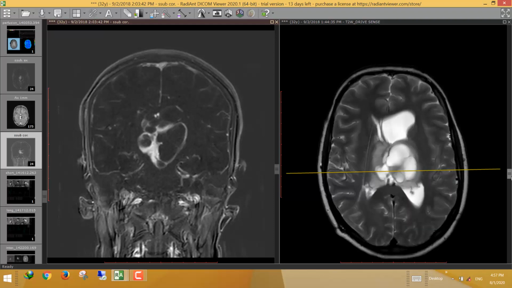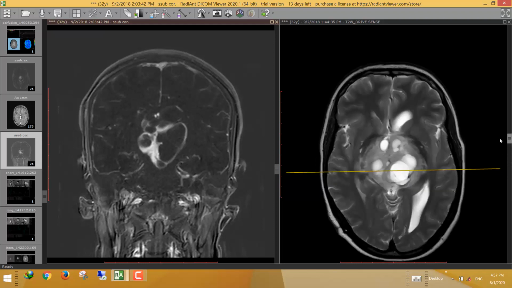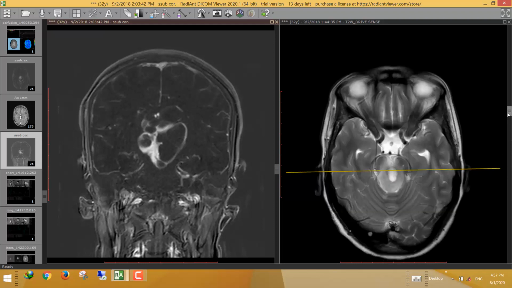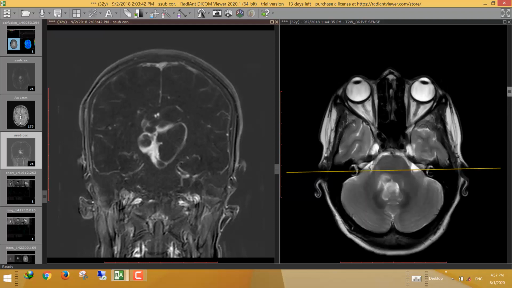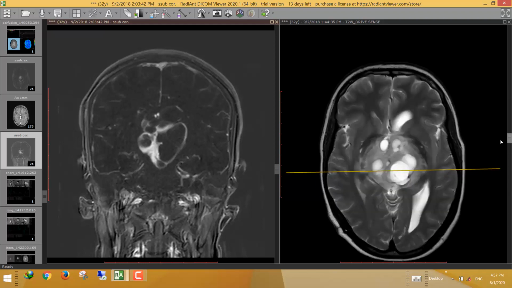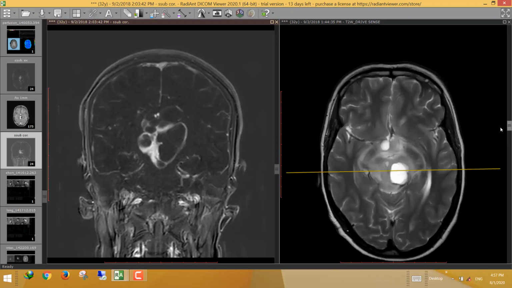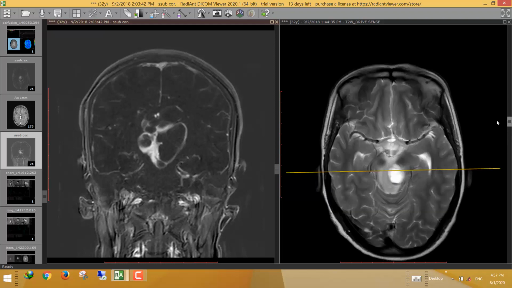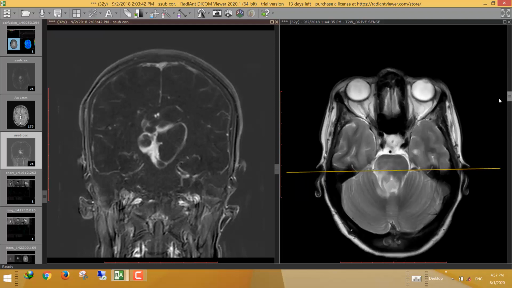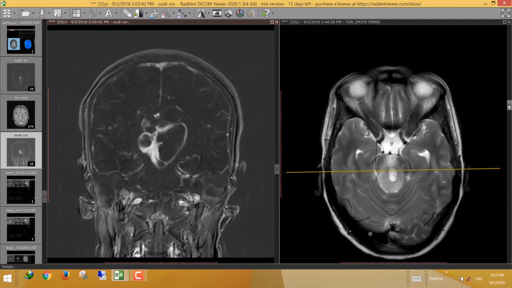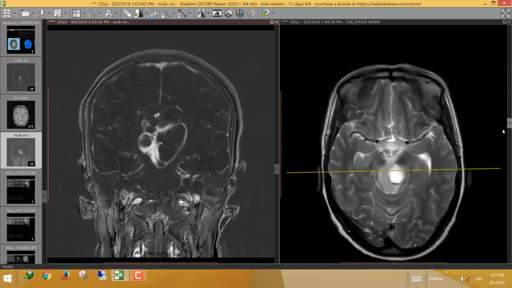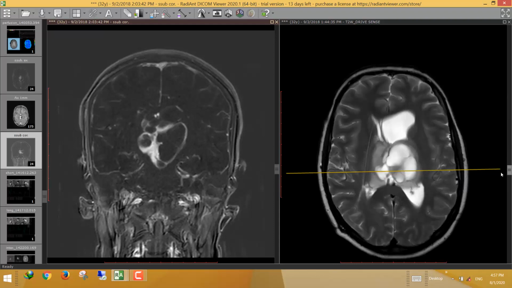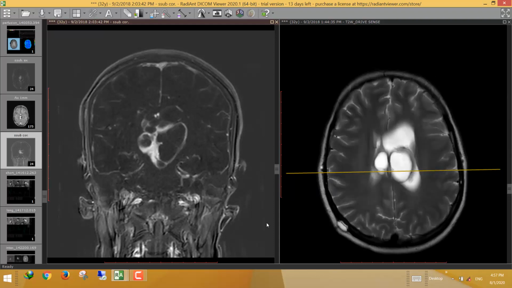This is again one of the complications that occur in central neurocytoma, but here the slightly atypical presentation is the inferior extension involving the third ventricle and the fourth ventricle, and this is one of the rare presentations in central neurocytoma.